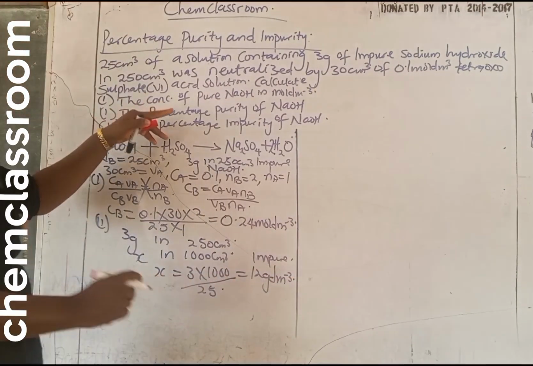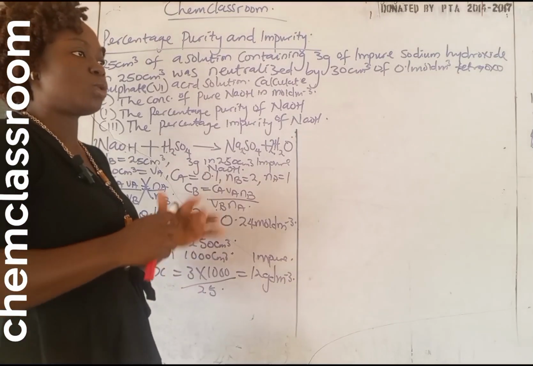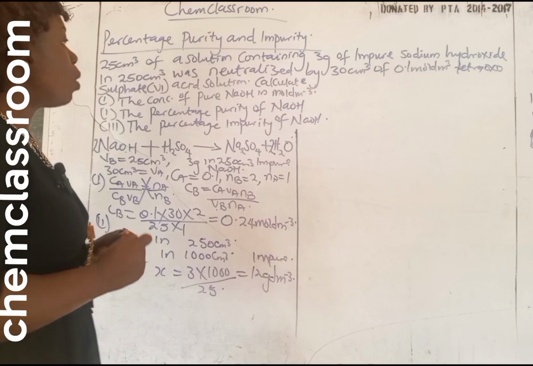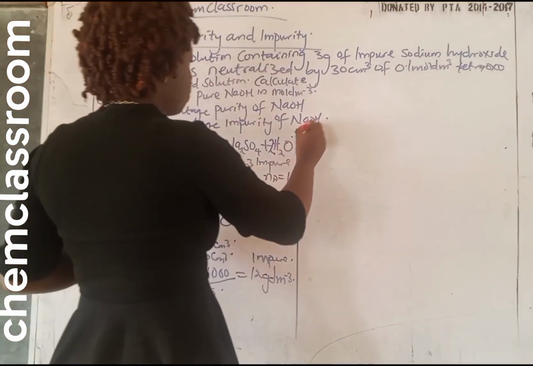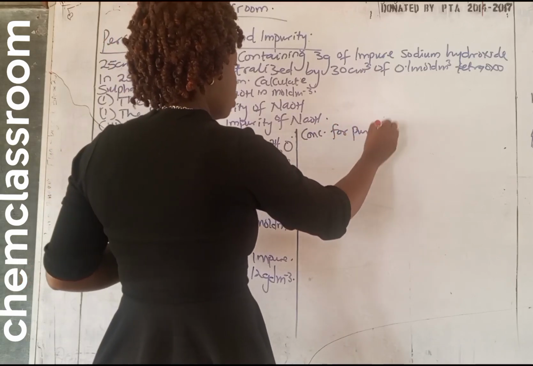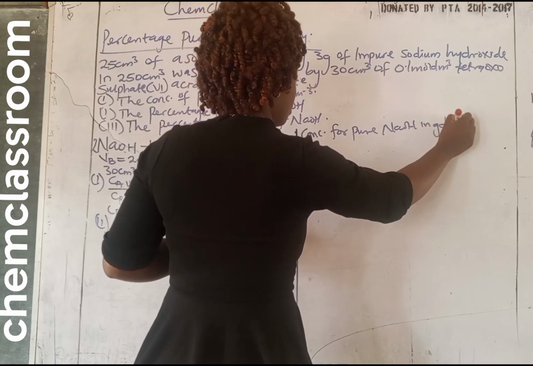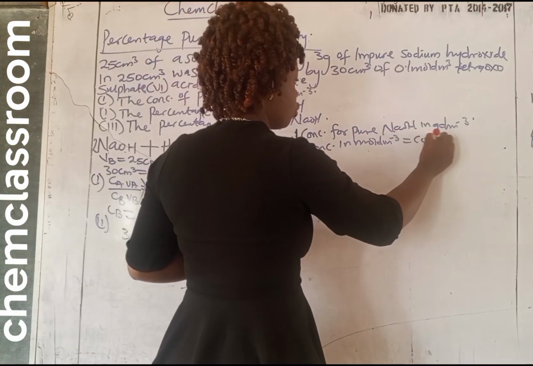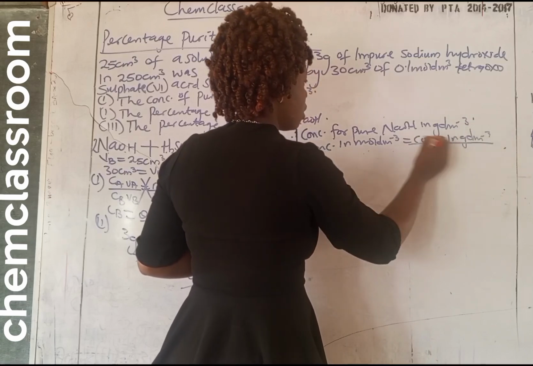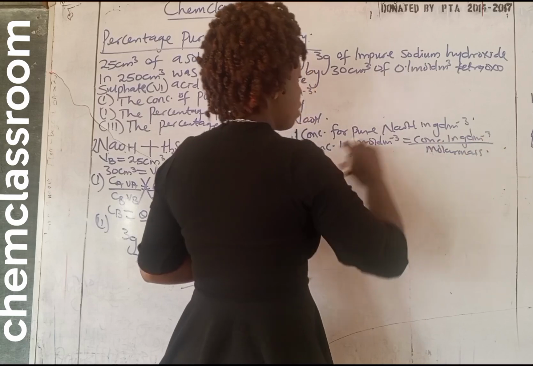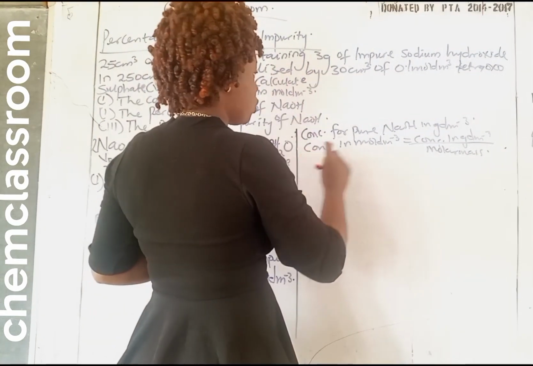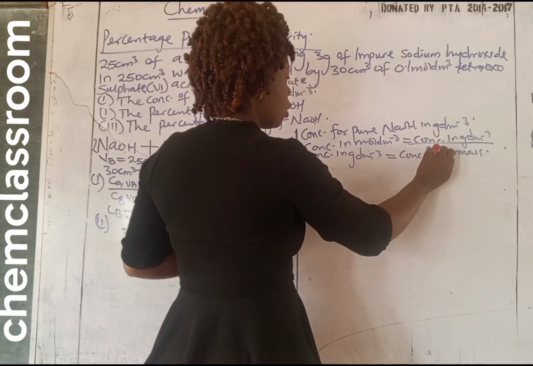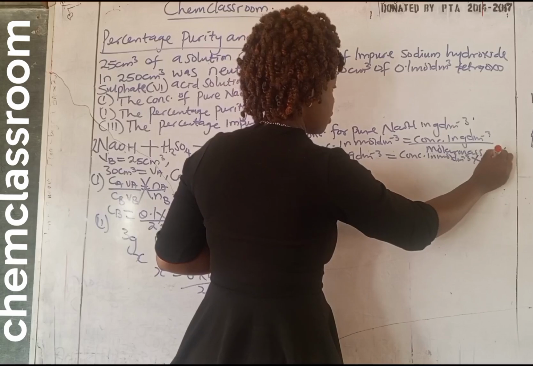We are going to the percentage purity of the NaOH. Under the percentage purity, you need to get values for the pure and the impure. So this one that I have converted now is my impure. Now we are going back to the question. Now the concentration for the pure NaOH in grams per dm cube. So I'll go back to the other formula that says concentration in mole per dm cube equals concentration in grams per dm cube over molar mass. So I'm going to make concentration in grams per dm cube my subject of formula. So concentration in grams per dm cube equals concentration in mole per dm cube times molar mass.